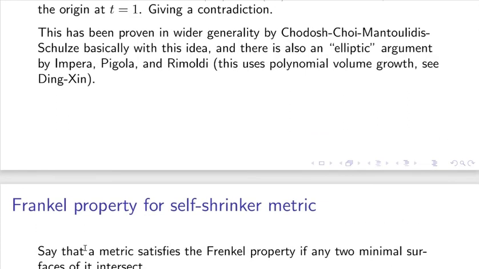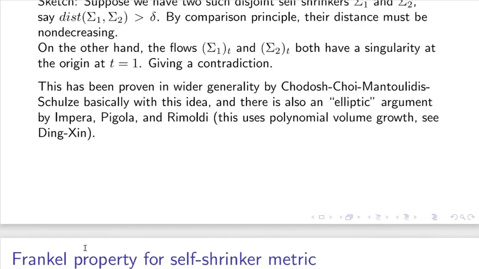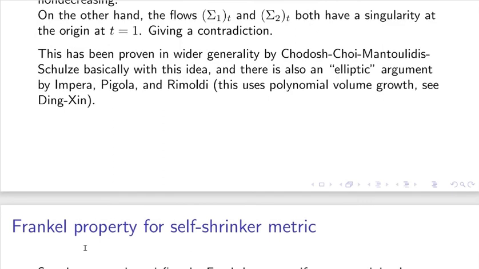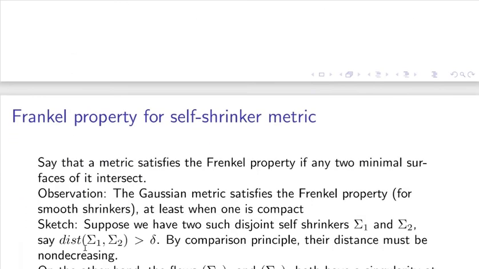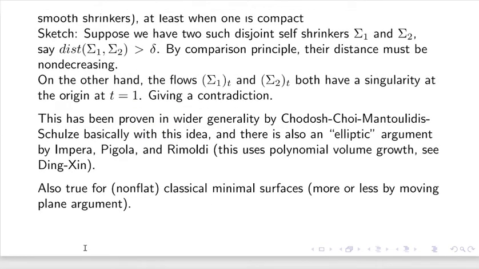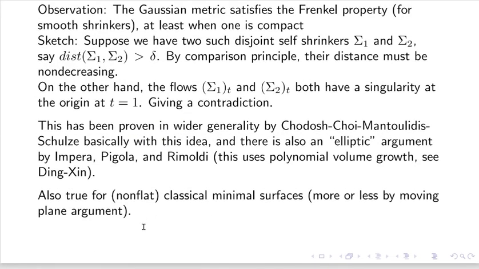So with this in hand, you should be able to prove some sort of an oddness theorem for your self-shrinker metric, of course, and this makes sense, again, because the self-shrinker metric is like the Ricci positive metrics. And there's also a Frankl property for non-flat classical minimal surfaces. If we proved an oddness theorem, there shouldn't be a surprise that there'd be such a statement. More or less by a moving plane argument.